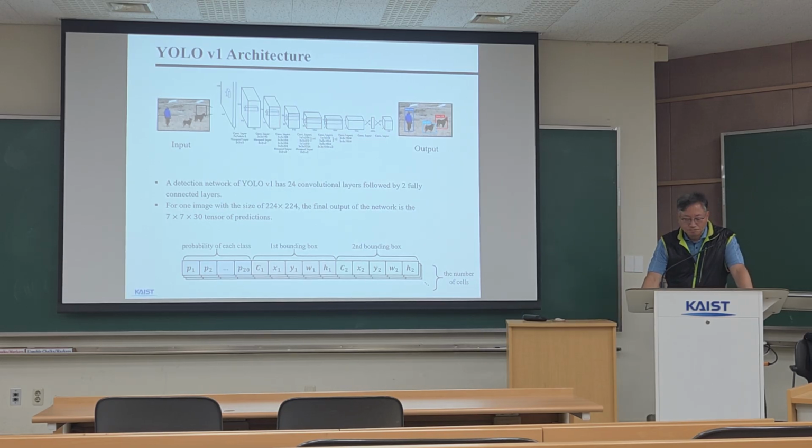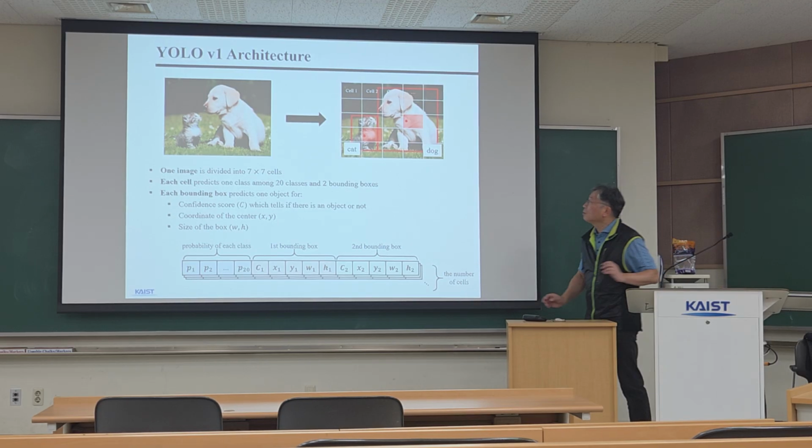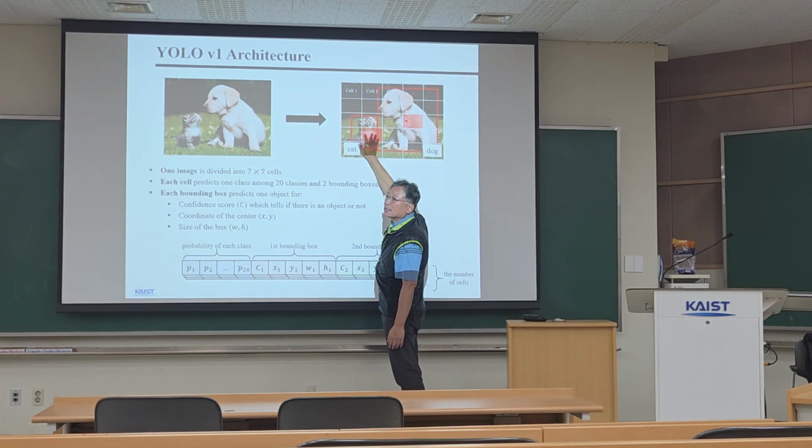Okay? So here is the 7 by 7 case, 20 classes, 2 bounding boxes, and the confidence of that. Each one would say, this one would say cat, this cat, and so forth. Okay?